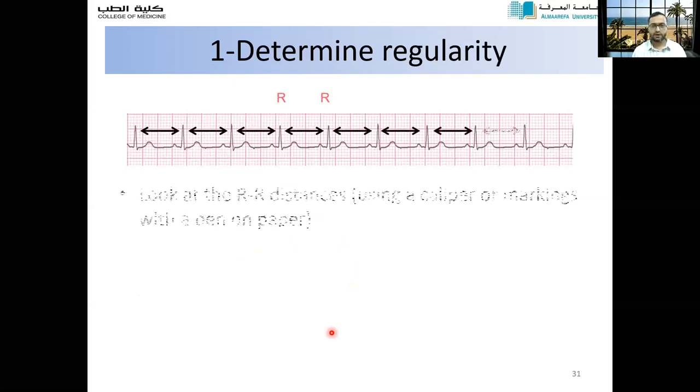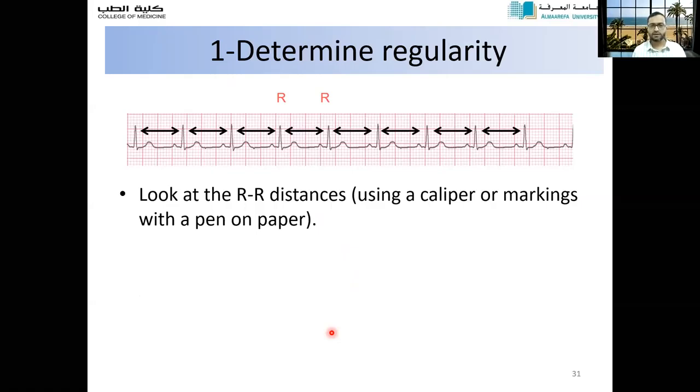When we say regular, what does it mean in terms of ECG or in terms of heart? We are checking that all the beats are coming at the same interval. Or in other words, all the cardiac cycles that are happening have the same time duration. In other words, you are measuring the time duration from one beat to another beat. And how to do it?